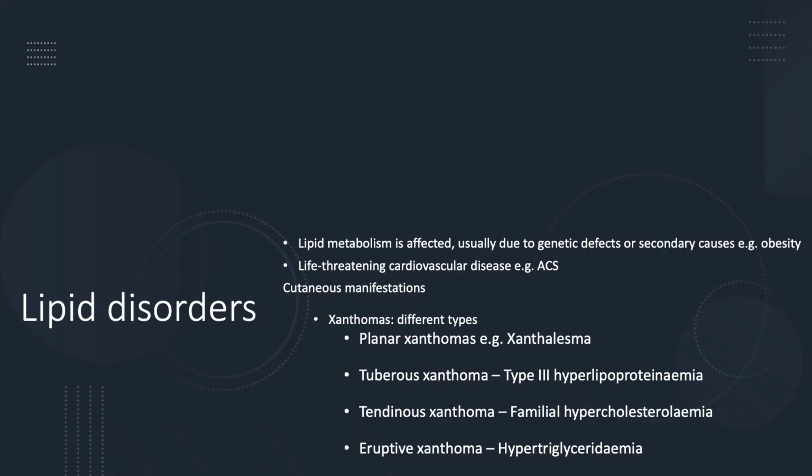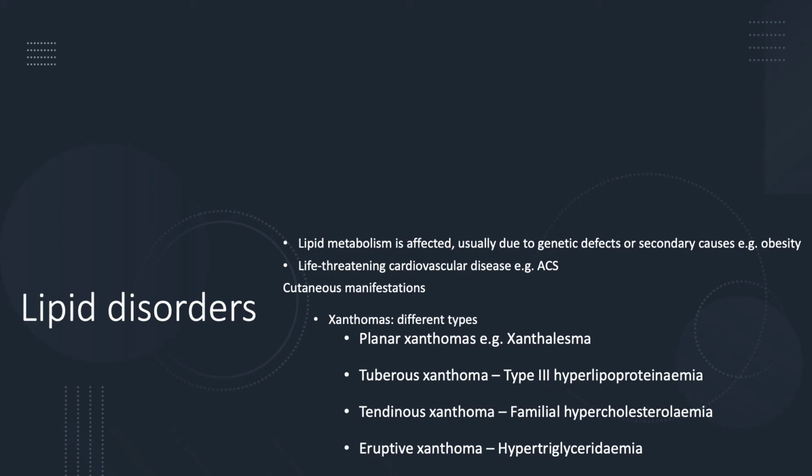The final cutaneous manifestation of cardiovascular disease I'd like to look into in this masterclass will be those involving lipid disorders. So lipid disorders are where lipid metabolism has been affected, and they're usually due to genetic defects or sometimes secondary causes such as obesity. Lipid disorders are really important to be able to pick out and manage quite quickly, for example with statins, and controlling cardiovascular risk factors as well, because they can cause life-threatening cardiovascular diseases such as acute coronary syndromes.